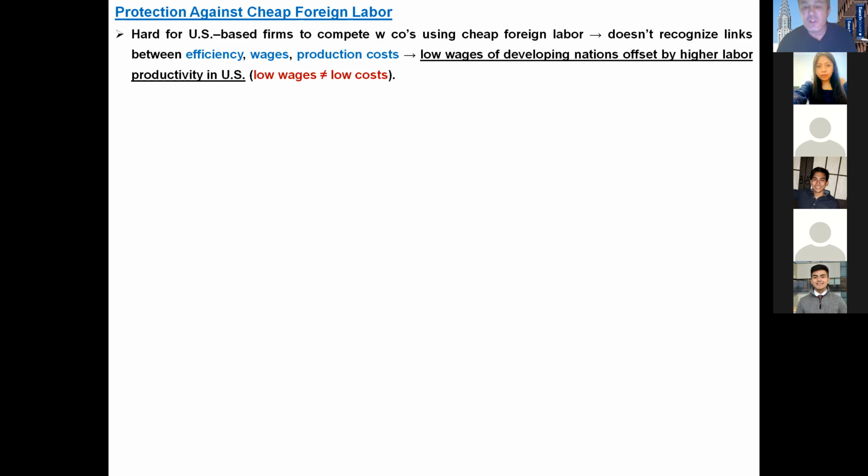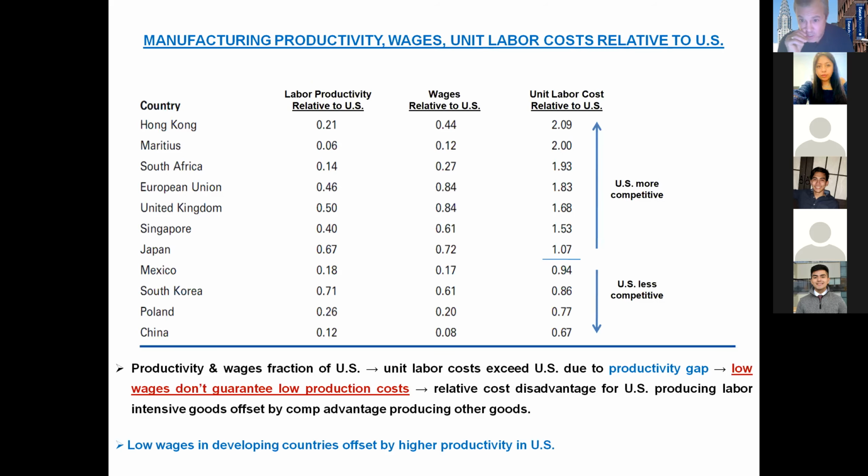So we point out here that the low wages of developing nations are going to be offset by higher labor productivity in the United States, as this chart shows. Here we see labor productivity relative to the US, which is a fraction of the US. Wages relative to the US are a fraction of the United States. And in unit labor cost, you see that the US is more competitive than all of the nations here and less competitive than the nations here, that low wages don't guarantee low production costs. That's the point. So we have low wages in other countries that are offset by higher productivity in the United States.